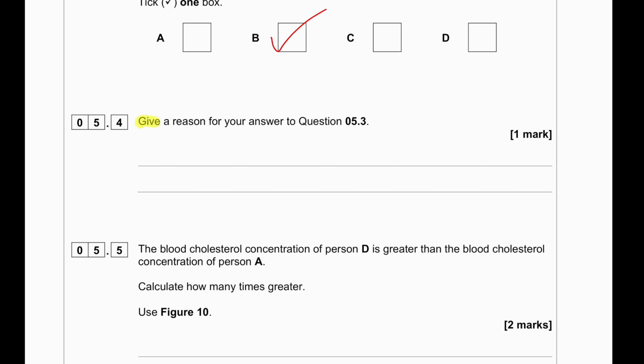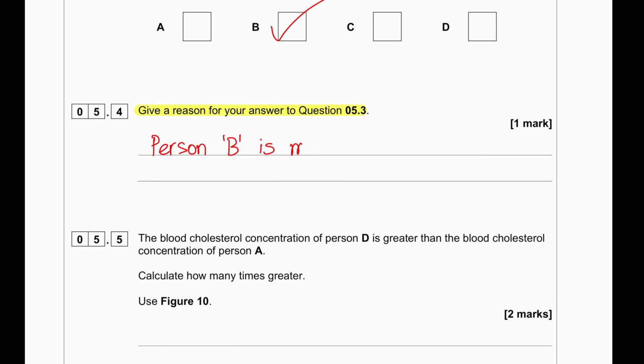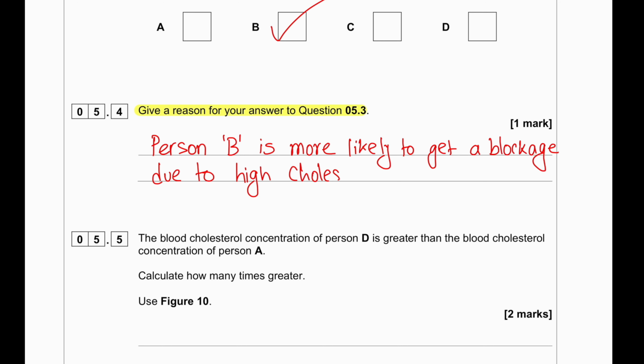Give a reason for your answer to question number 5.3. Person B is more likely to have blockages because the person has a very high cholesterol level. So person B's blockage could be the biggest.